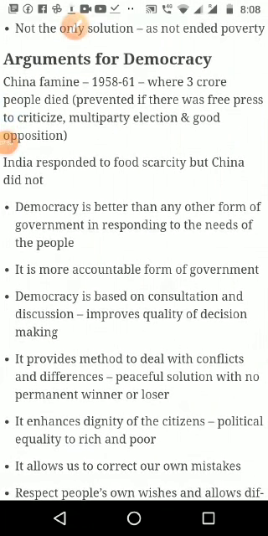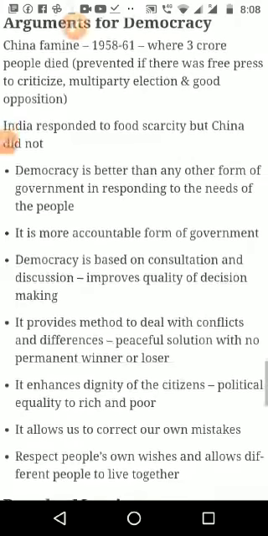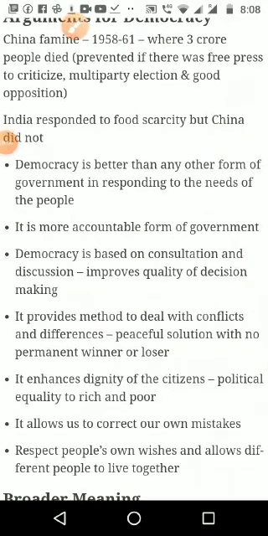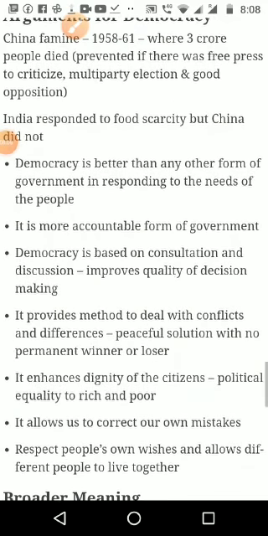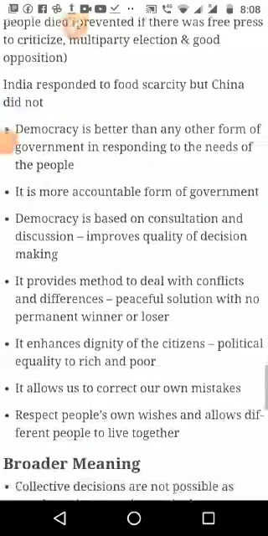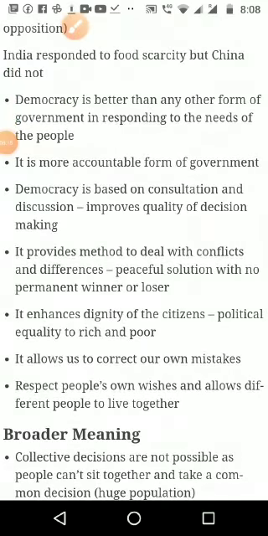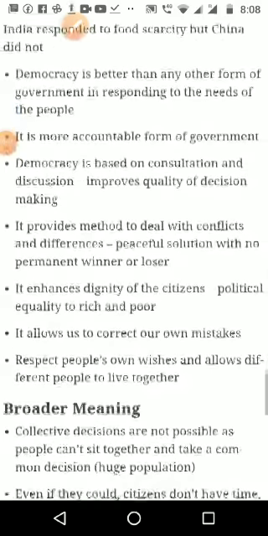Arguments for democracy. In the China famine of 1958 to 61, 3 crore people died; this could have been prevented if there had been a free press to criticize, multi-party elections and a good opposition. India responded to food security but China did not. Democracy is better than other forms of government in responding to the needs of the people.